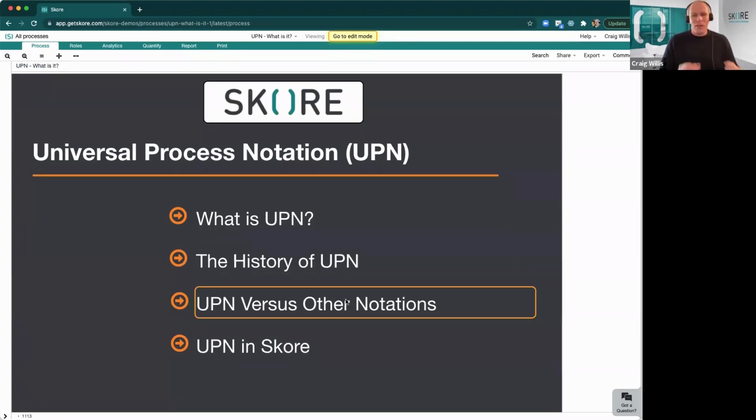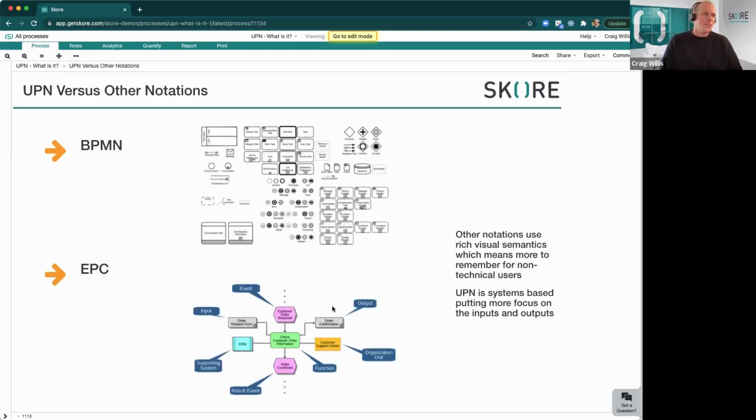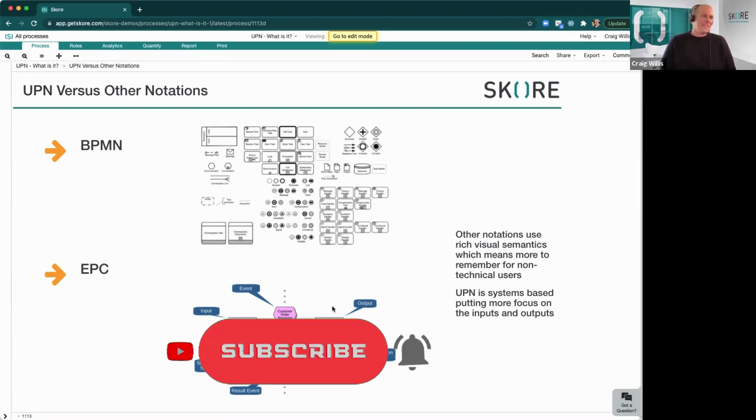So quickly, I've mentioned this a few times already, but just a very quick comparison of UPN to other common notations. Probably the most common notation we hear now is BPMN, the Business Process Modeling Notation. Less common now, but certainly 15 years ago probably much bigger than BPMN, was EPC, which stands for Event Driven Process Chain. Try and get around some of these phrases.